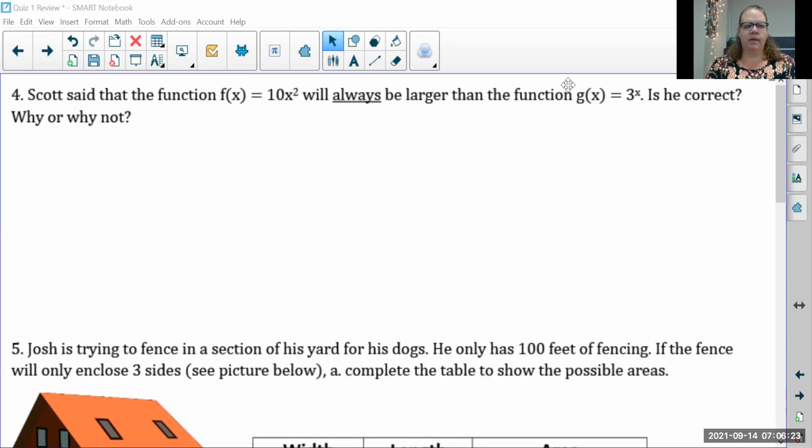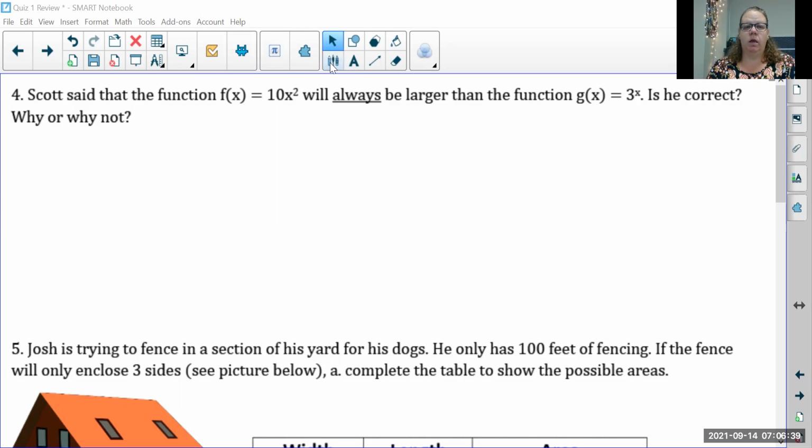So for question 4, it says Scott said that the function f of x equals 10x squared will always be larger than the function g of x equals 3 to the x. Is he correct? Why or why not? So there's a couple things you can look at. First, you could make a table.